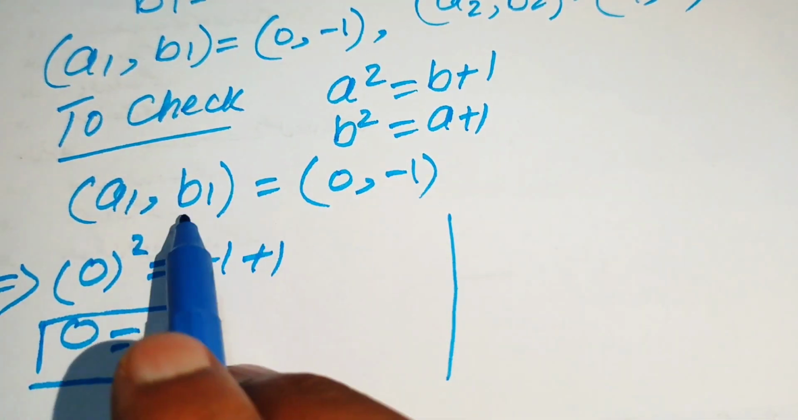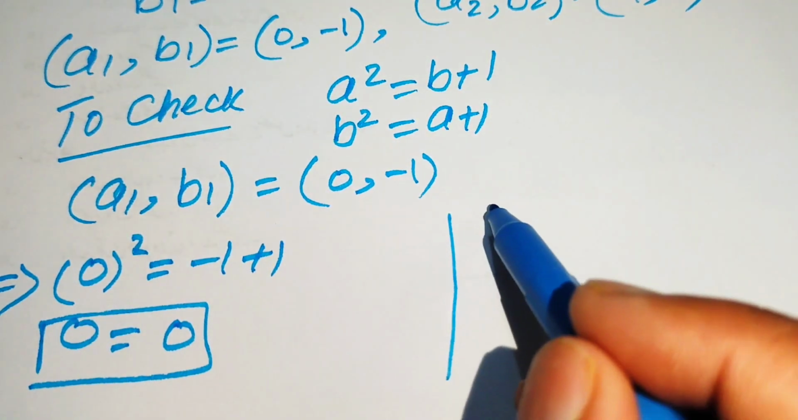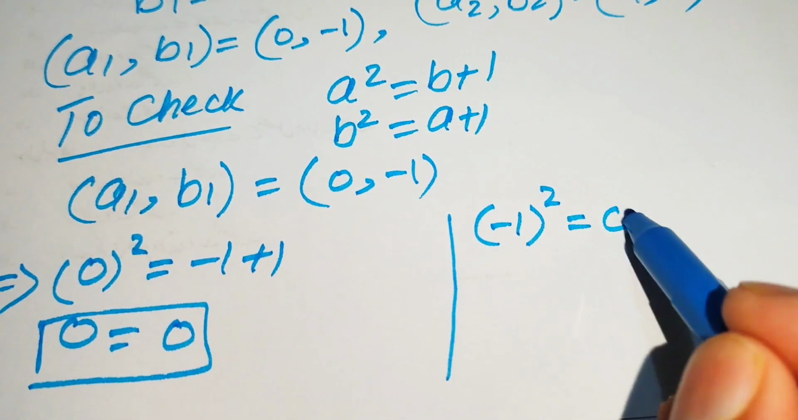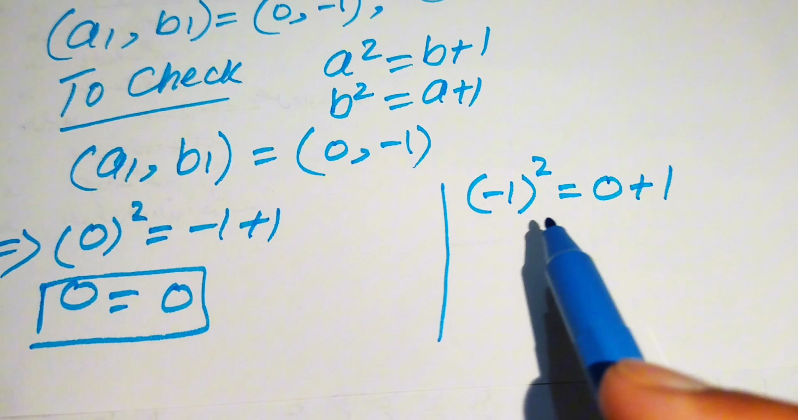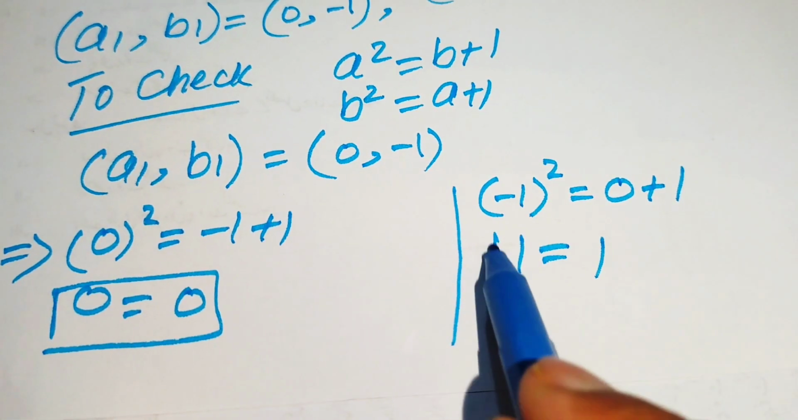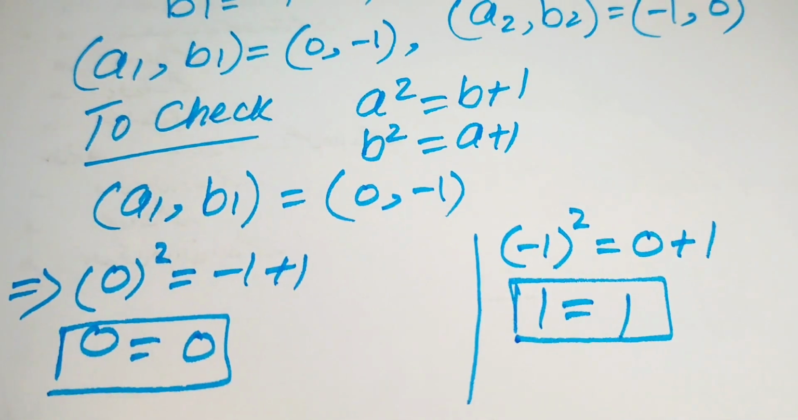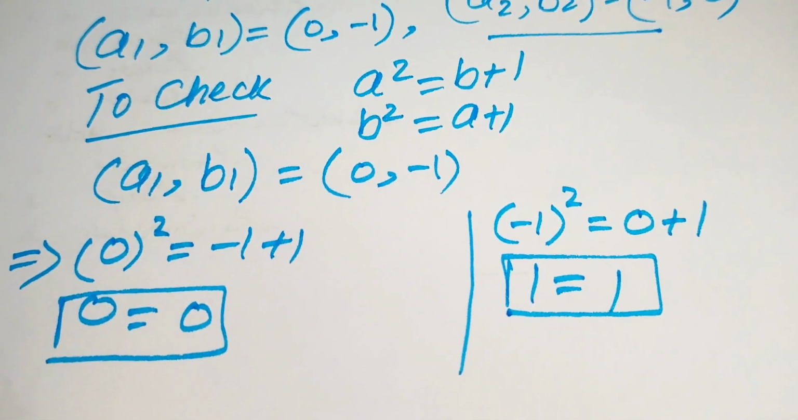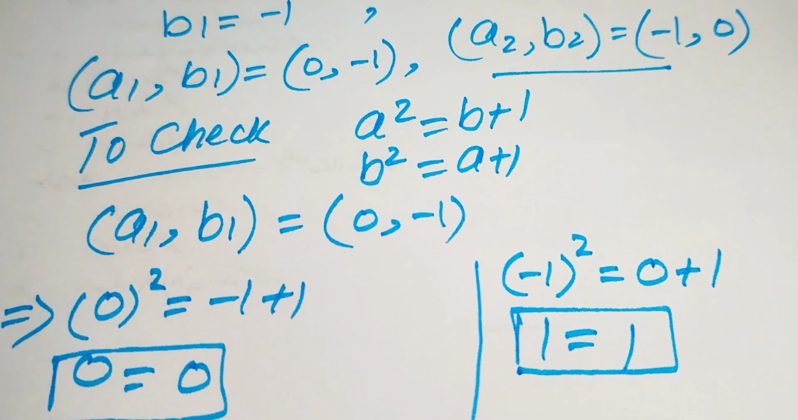And now similarly we substitute this solution in the second equation, so we have the value of b is minus 1 square and a plus 1, so a is 0, so minus 1 square is plus 1 and 0 plus 1 is 1. So this also satisfies the second equation. So similarly you just verify our second solution. So this shows that these are the two solutions of the given question.